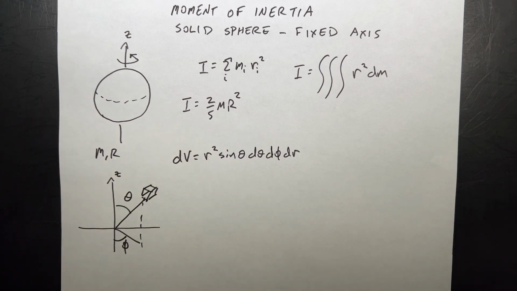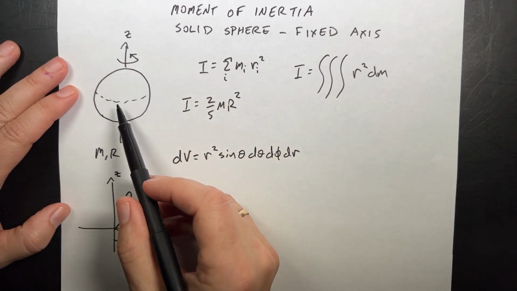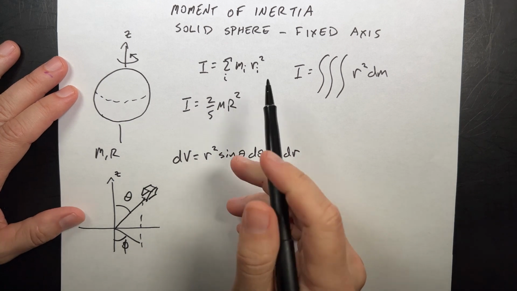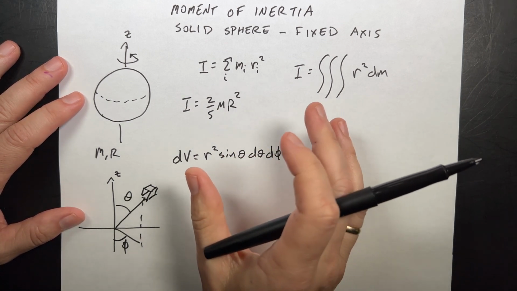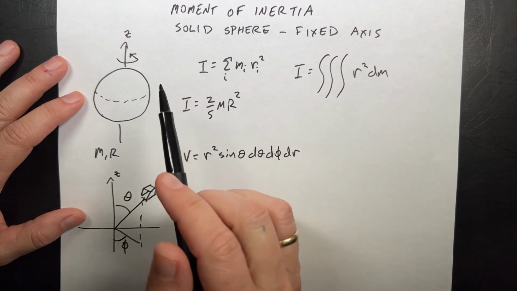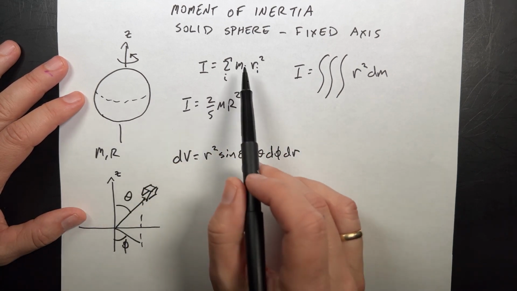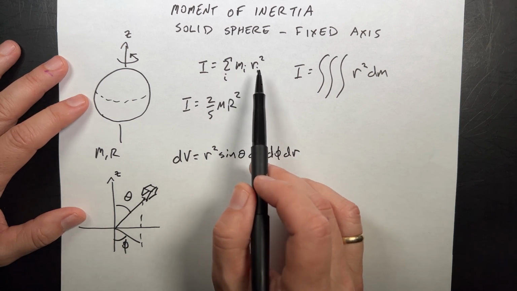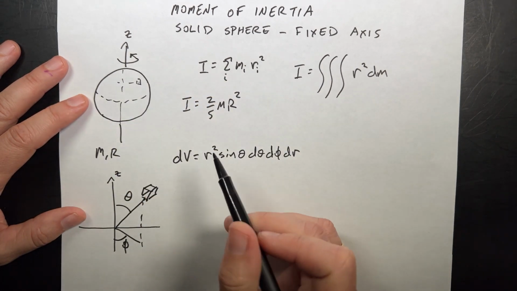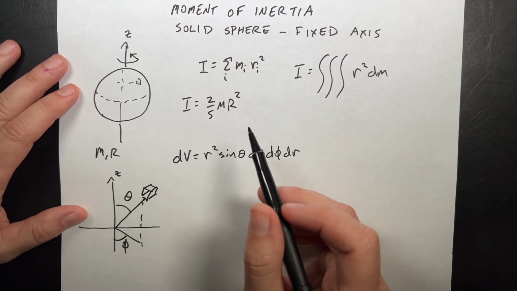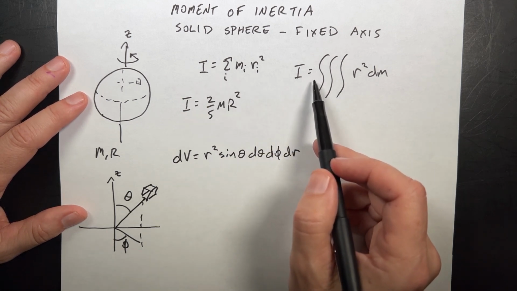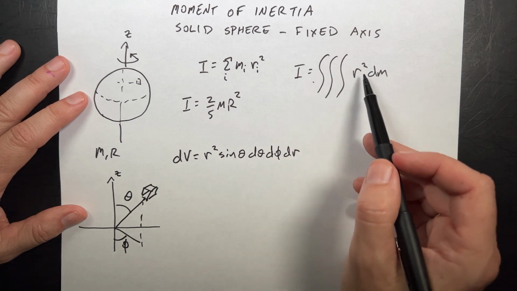So what is the moment of inertia? If I have a rotation of a rigid object about a fixed axis, then the moment of inertia describes its rotational properties. If I have finite elements, it's just the sum of each mass times its distance from the axis of rotation, that distance squared, and I add them all up. Of course, if I have a solid continuous object, then I need to turn that summation into a volume integral. And so that volume integral is going to be r squared dm.